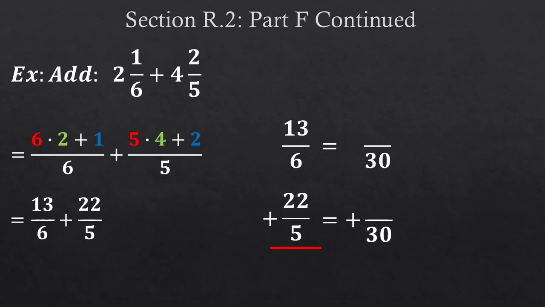6 goes into 30 5 times. 5 times 13 is 65. 5 goes into 30 6 times. 6 times 22 is 132. Same denominators. We can now combine the numerators. Therefore, we get 197 over 30 as the improper fraction, and if need be, turn the number into a mixed number if necessary.